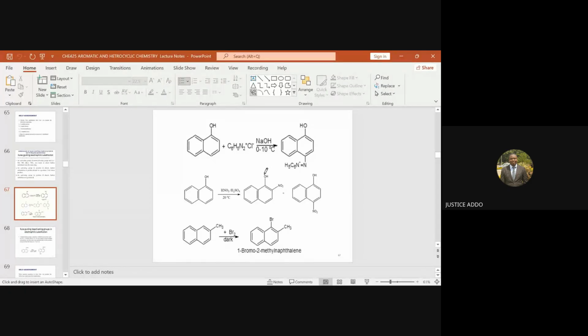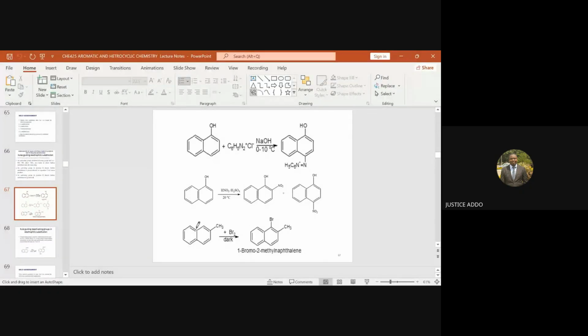Take note of the fact that the OH here, because it's an activating group, the incoming group is always directed to the same ring that the OH is bonded to. So the nitro comes to the same ring, whether it is the ortho or the para. It does not direct to the second ring.